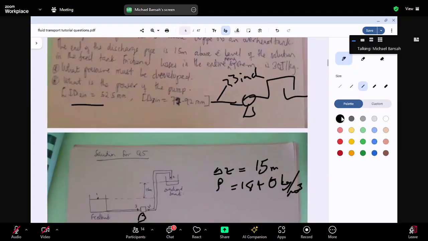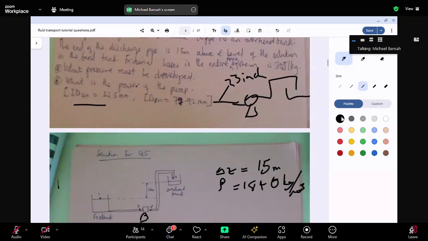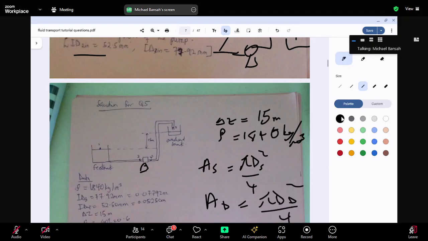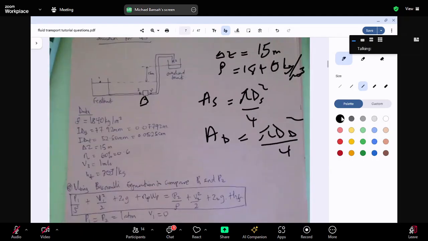So knowing that, having the diameters, you can calculate area. I think that's one of the simplest parts of the problem. You can calculate the area. So area of the suction, pi d squared, suction over 4. Area of the discharge, pi d squared over 4. Now diameters have been given. Pi is a value. 4 is also a value. So you compute that and you'll have your areas.